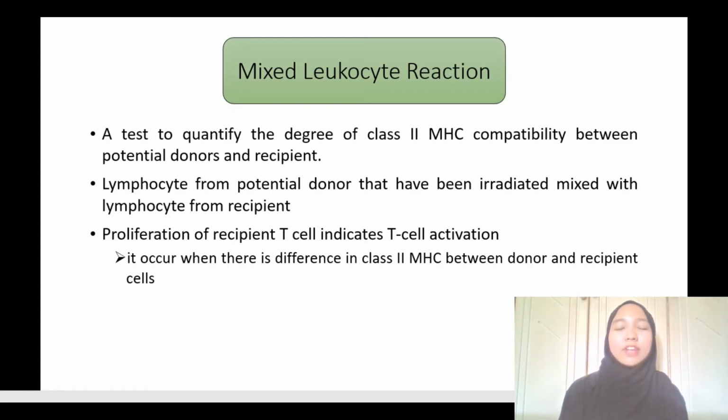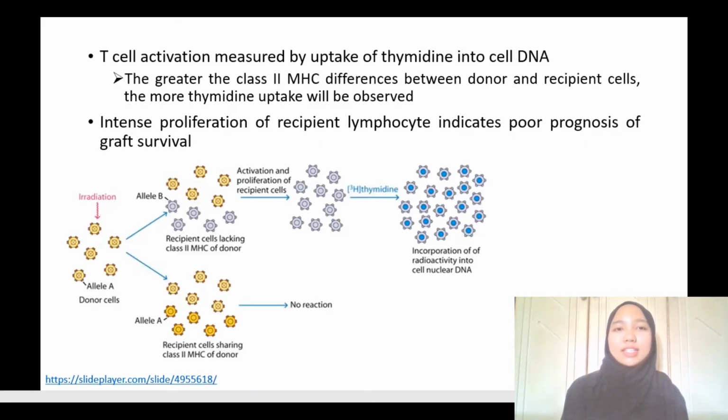After that, the proliferation of responding T cells, which indicates T cell activation, is observed. It occurs when there is a difference in cluster MHC between donor and recipient cells. The T cell activation is measured by uptake of thymidine into the cell DNA. The greater the cluster MHC difference between the donor and recipient cells, the more thymidine uptake will be observed. So, intense proliferation of recipient lymphocytes indicates poor prognosis of graft survival.